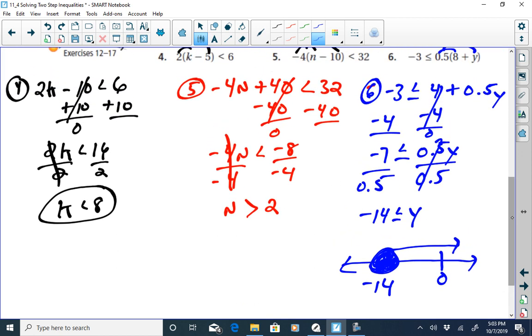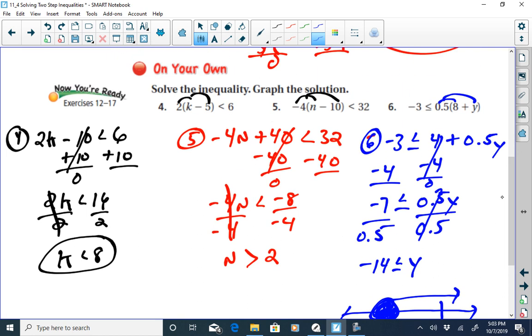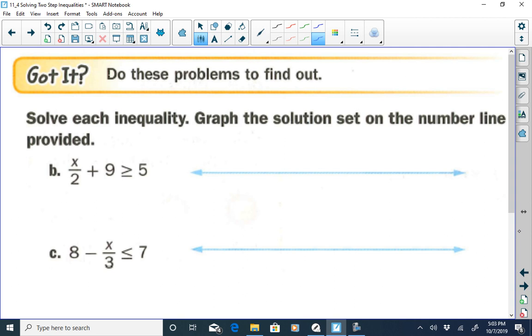So I'm going to replace with 0 because that seems to be in our solution set. 8 plus 0 is 8. Half of 8 is 4. Is negative 3 less than or equal to 4? Yes, it is.